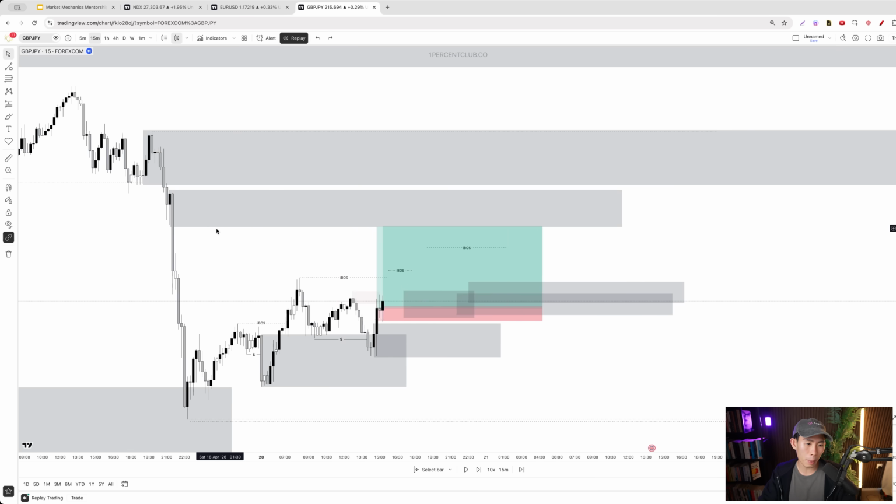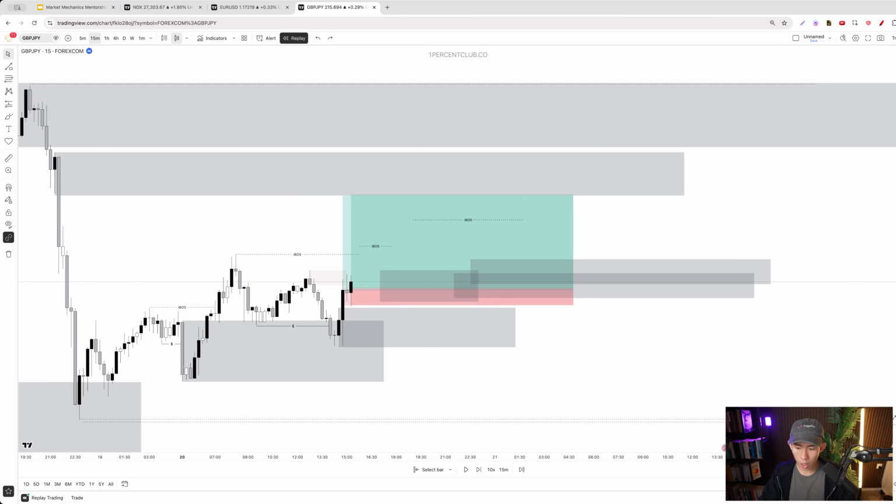So in this case, I map out my 15-minute structure, and I found out that price is creating higher highs, higher lows, just like this. And you can see, every time price came up there, created a high, it swept some liquidity, and then went up there, broke structure. Same thing right here.